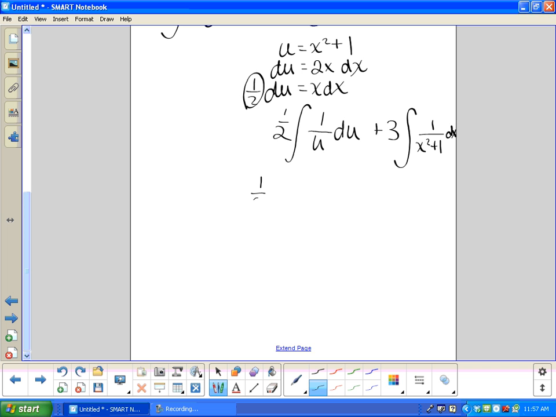So we have 1/2 times the natural log of the absolute value of u. And remember, u is x squared plus 1. The absolute value signs are kind of redundant because x squared plus 1 will always be positive, but I'll put them there so you don't forget on another problem. And then this 1 over x squared plus 1 is just arctangent. So we have arctangent of x. Oh, the 3 in front, don't forget that, plus c.